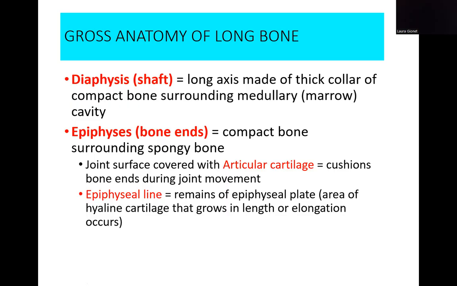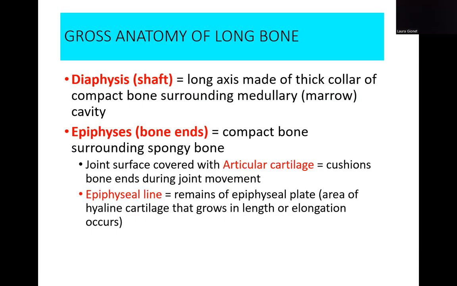Okay, so what is the diaphysis? That's the shaft of a long bone, the long axis made of a thick collar of compact bone surrounding it, and a medullary cavity to the center. So I'll show you what that looks like. That cavity will either be filled with red bone marrow or yellow bone marrow, depending on the age of the individual. The ends of that long bone are called the epiphyses. They have compact bone to the outside and spongy bone to the inside.